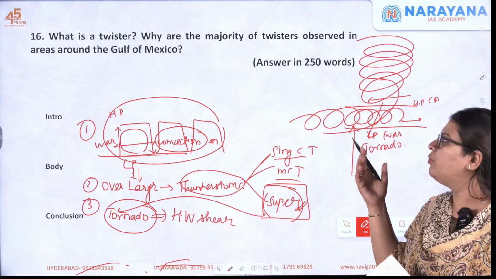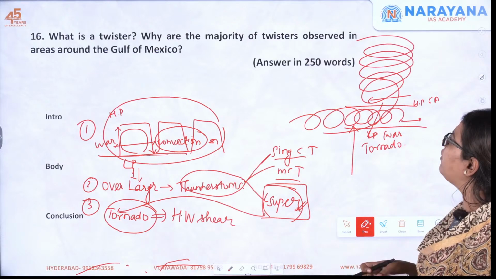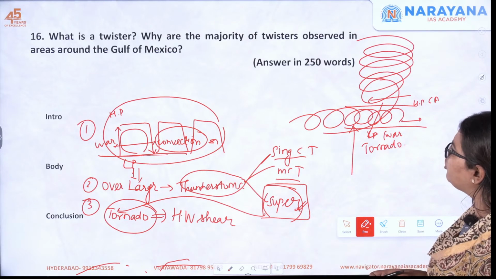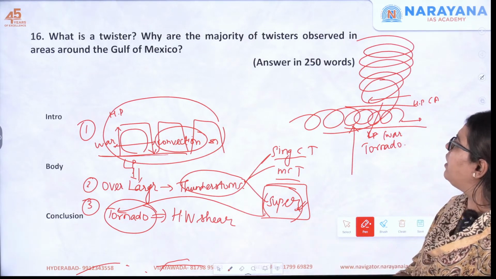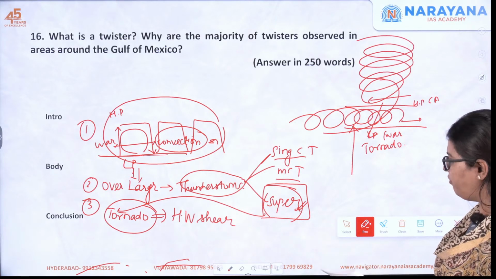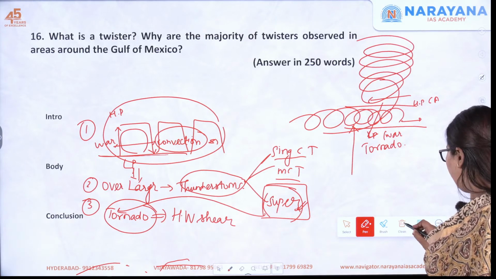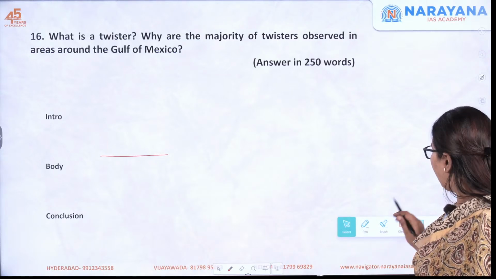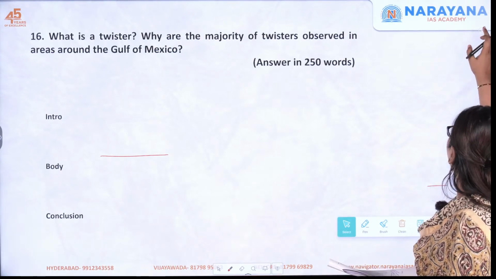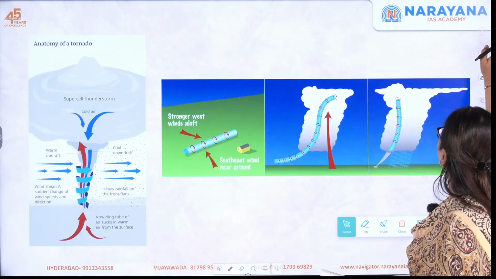Tornado is basically a twister. So this is explained here. And why are the majority of the twisters observed in areas around the Gulf of Mexico? Yes, this is another good question. Why is it seen around the Gulf of Mexico?